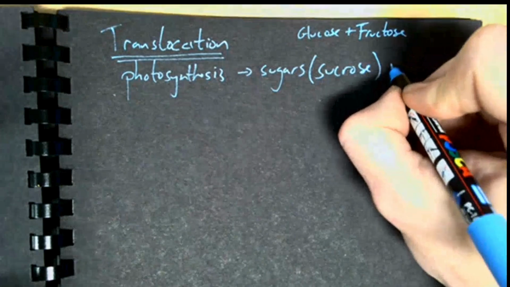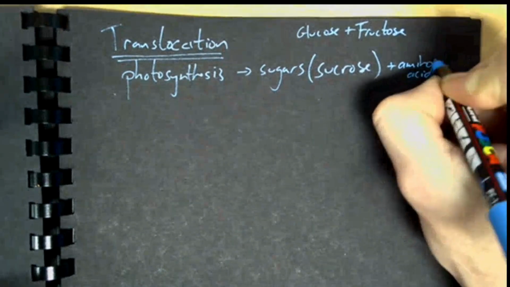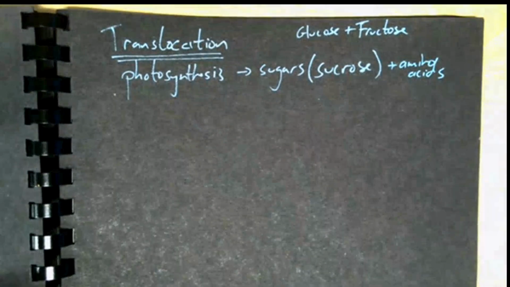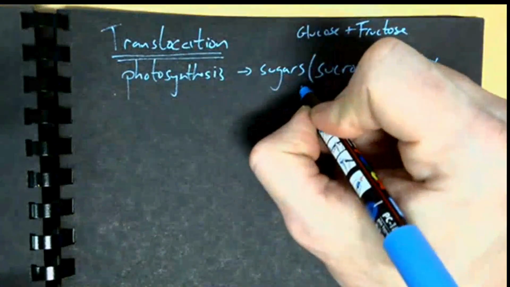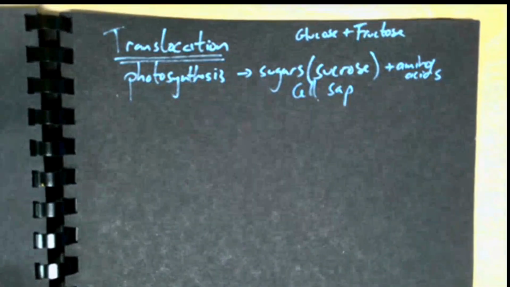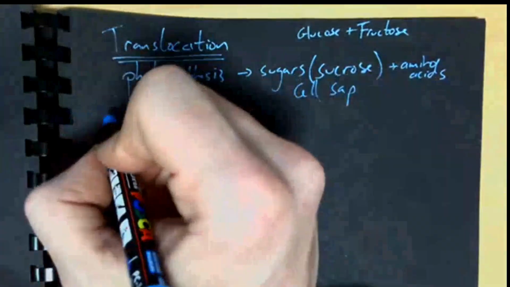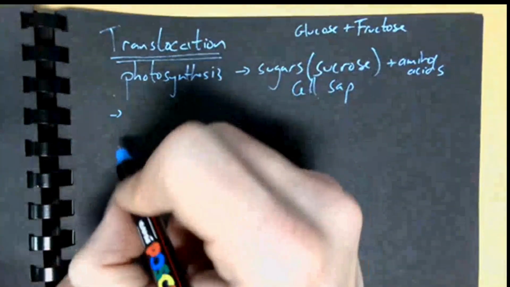And this, along with amino acids, are transported around the plant. And these two together are generally referred to as cell sap. And the transport of this cell sap is in your phloem.